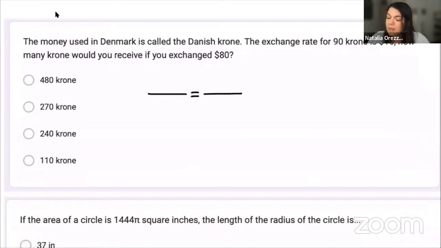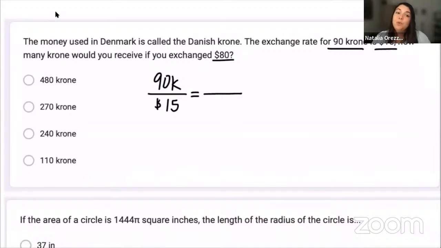Okay? So in scenario one, we're going to write our rate. And in the second one, we're going to write the scenario that we're comparing it to. So in this first one, our exchange rate, it says it here, 90 krone for $15. So I'm going to put up here 90 krone, $15. Okay? And we're going to exchange $80.